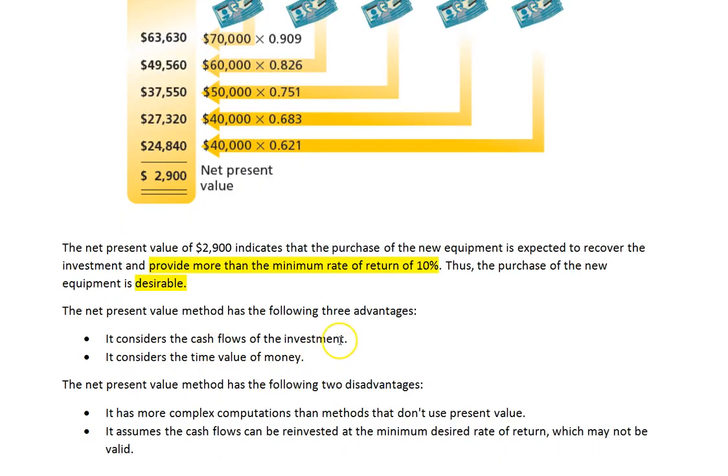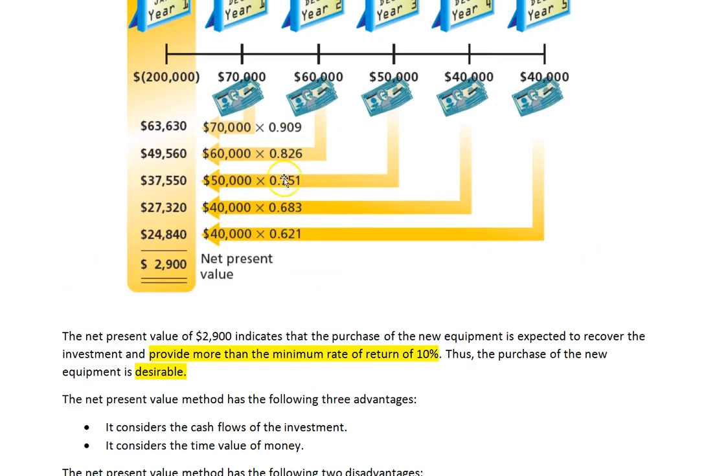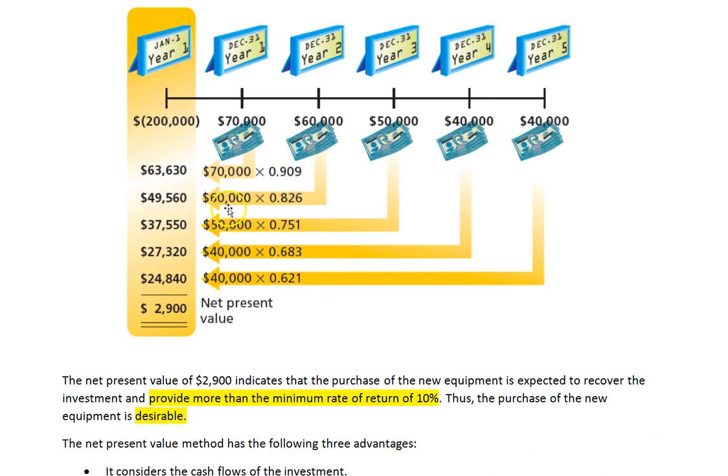All right, it has these advantages. It considers the cash flows of the investment. It considers time value of money, which is very important. It has two disadvantages. One is that it's complicated. It's really not that complicated. The other is that it assumes the cash flows can be reinvested at the minimum desired rate of return, which may not be the case. So yeah, that is one of the flaws of it. It's assuming that when we get these cash flows, we're going to be able to earn that 10% on them.